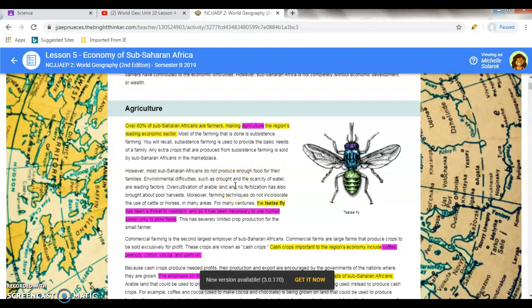Sub-Saharan Africans do not produce enough food and water for their families. It's environmental difficulties that cause this problem, such as drought and overcultivation of arable land. Another reason for this is the tsetse fly, which has been a threat to livestock, and so it has been necessary for humans to power the plow fields.